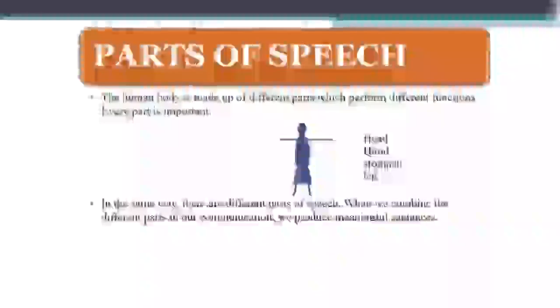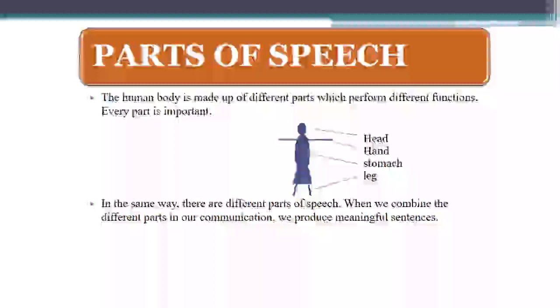Just as the human body is made up of different parts which perform different functions, with every part playing a specific role, and there's no part that is useless, that is how it is in language too. There are different parts of speech, and when we combine these parts in our communication, we are able to produce meaningful sentences. The parts of speech that we have in English are 8.